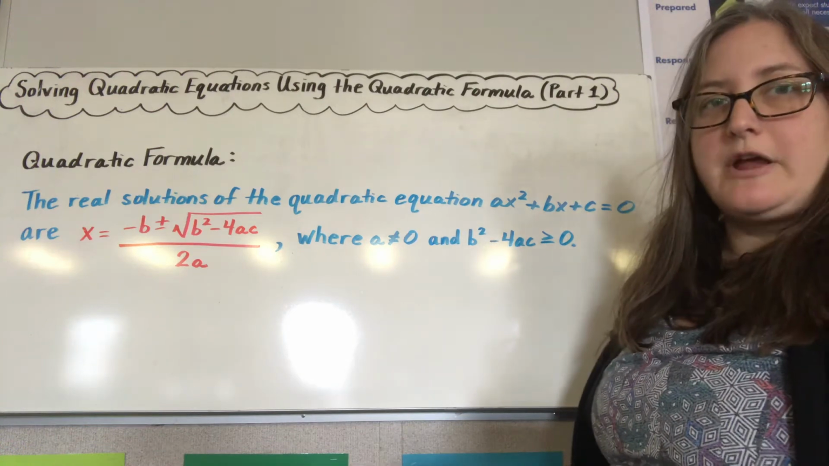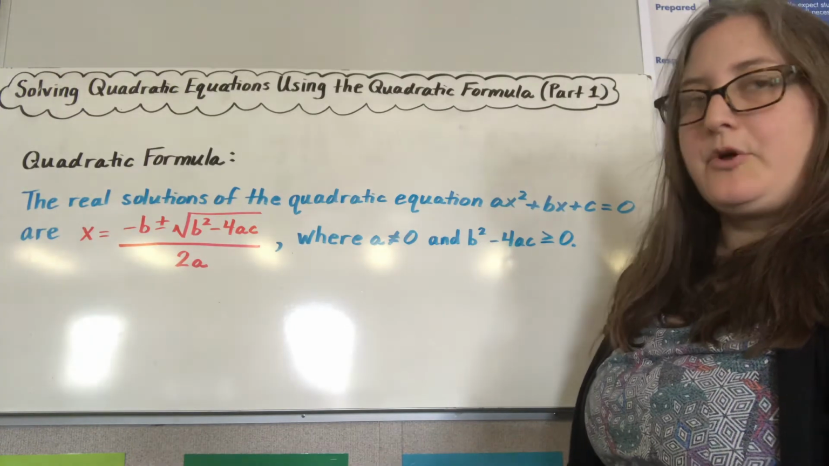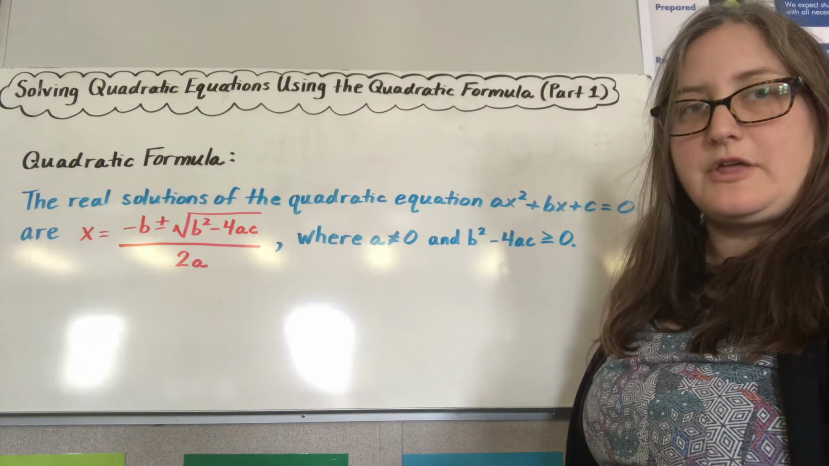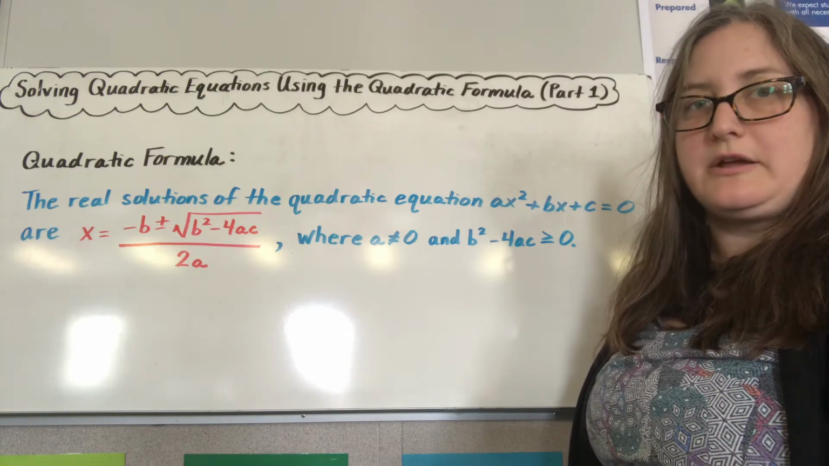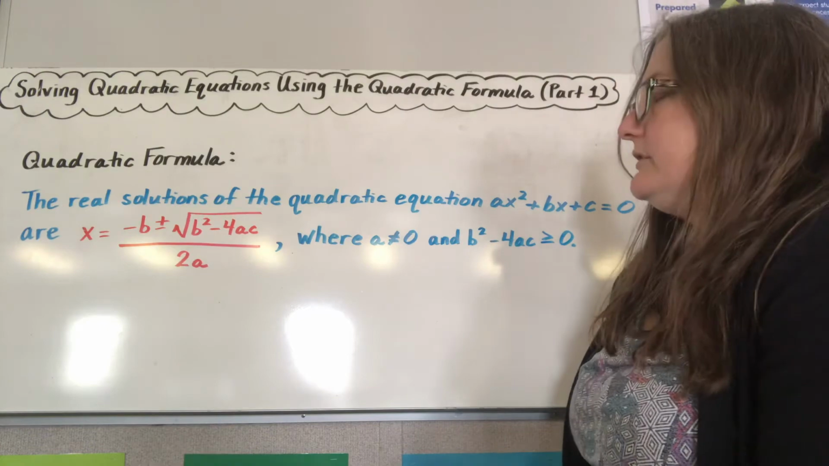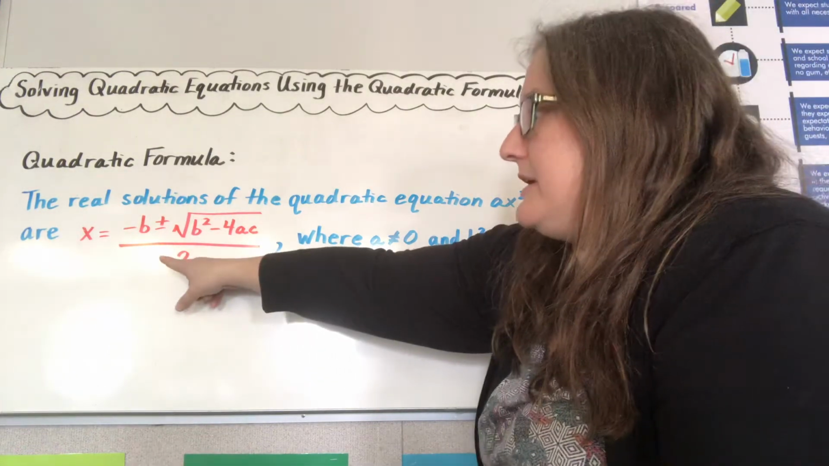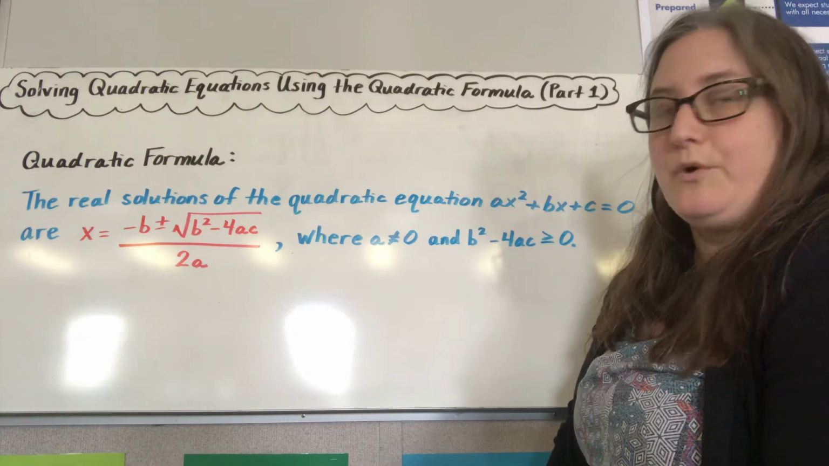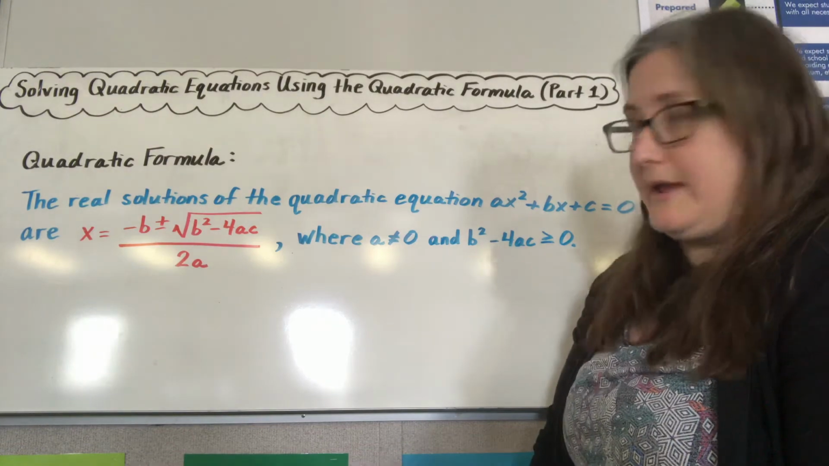This is solving quadratic equations using the quadratic formula, part 1. The quadratic formula is used to find our values of x that are going to give us an output of 0 in any quadratic equation. So in order to find these values of x, I'm going to do negative b plus or minus the square root of b squared minus 4 times a times c, all divided by 2a.